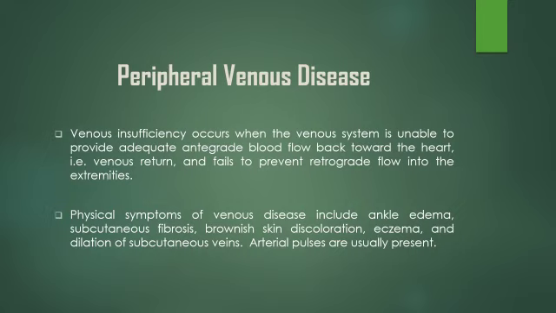Peripheral venous disease. Venous insufficiency occurs when the venous system is unable to provide adequate antegrade blood flow back towards the heart, that is the venous return, and fails to prevent retrograde flow into the extremities. Physical symptoms of venous disease include ankle edema, subcutaneous fibrosis, brownish skin discoloration, ischemia, and dilation of subcutaneous veins. Arterial pulses are usually present.